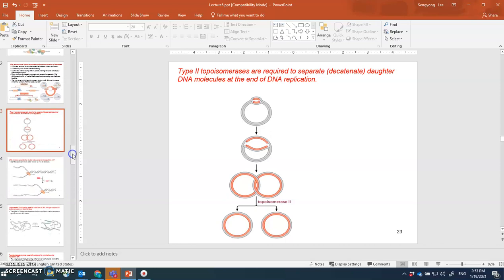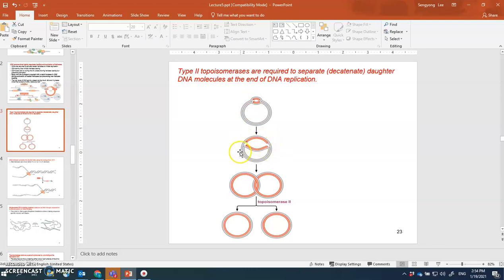And then at the end of the replication, if you're looking at the prokaryotic genome, it's circular right here. The replication fork is formed at the origin area in E. coli, for example, and replication will take place continuously in opposite directions, this direction and that direction.